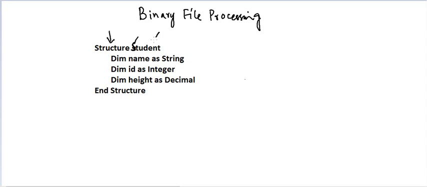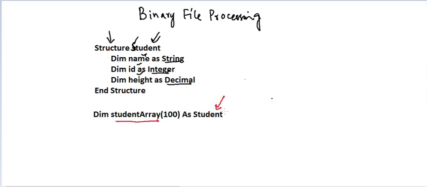The identifier of our record is Student, right? So we're trying to define a student record, and in this record we have a name, an ID, and a height. The name is a string value, the ID is an integer value, and the height is a decimal value. Next, we've also created an array of the data type Student. This array is going to be holding records related to students.